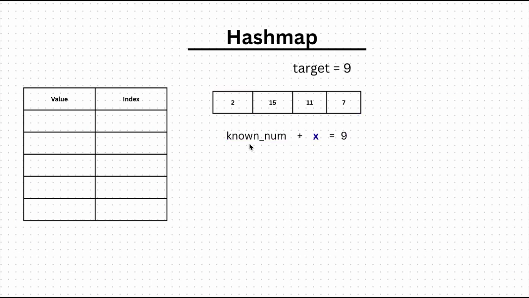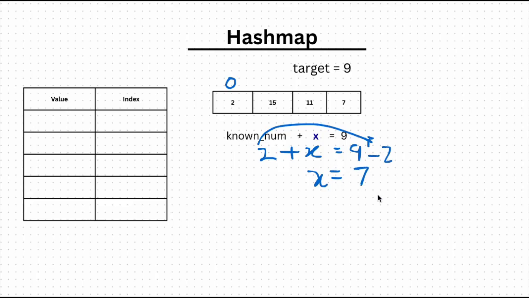For example, the known number here, if we start at index 0, the known number at index 0 is 2. So we know that 2 plus something, we don't know what the something is yet, is going to give us 9. And if you've done math, you know that the way we figure out x is we take this 2 and move it to the other side, making it a negative. So 9 minus 2 gives us 7. So 2 plus 7 is what is going to give us the target.